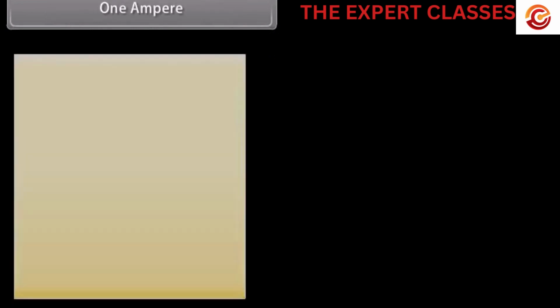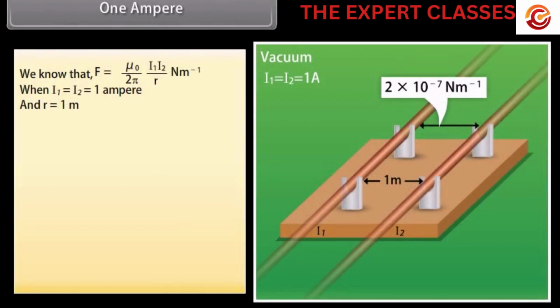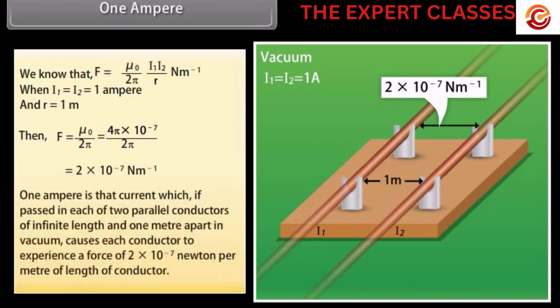One ampere. We know that F is equal to mu naught upon 2 pi multiplied by I1 I2 upon r, when I1 is equal to I2 is equal to 1 ampere and r is equal to 1 meter. Then the value of F is equal to 2 into 10 raised to the power minus 7 Newton per meter. Therefore, 1 ampere is that current which, if passed in each of two parallel conductors of infinite length and 1 meter apart in vacuum, causes each conductor to experience a force of 2 into 10 raised to the power minus 7 Newton per meter of length of conductor.